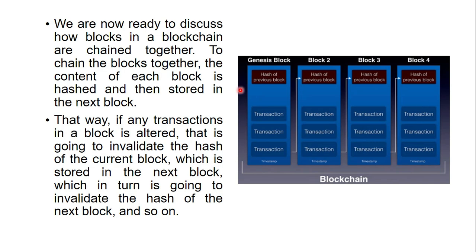To chain the blocks together, the content of each block is hashed and stored in the next block, as I've already explained. That way, if a transaction in a block is altered, it invalidates the hash of the current block, which is stored in the next block, which in turn invalidates the hash of the next block, and so on. If you change this, the hash will change, then we need to change the hash of this block, and continuously every block will become invalid, right?